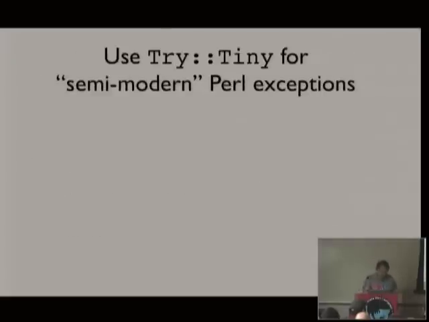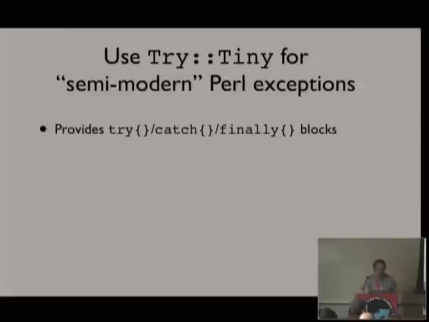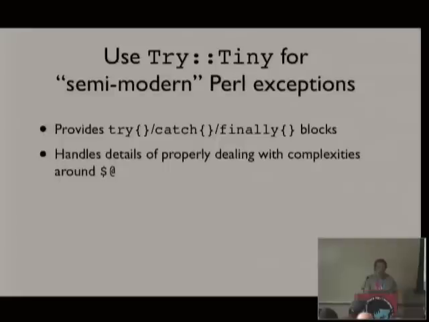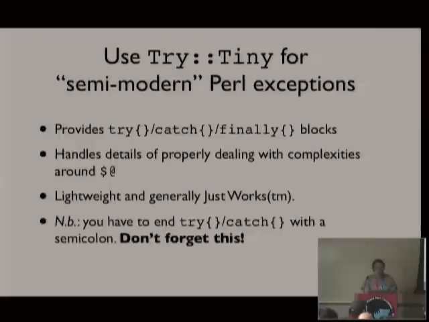So we have Try::Tiny. Everybody use Try::Tiny? Yeah, Try::Tiny rocks. It gives you sort of semi-modern Perl exceptions. It provides try, catch, and finally. It handles all of the details of properly dealing with the complexities around $@, so you don't have to worry about it. And it's lightweight, and it generally just works. It's awesome. The only sort of tricky part with Try::Tiny is because of the way the syntax works, you have to end your try-catch with a semicolon, and if you forget this, the error that you get is really weird and will make you frown.